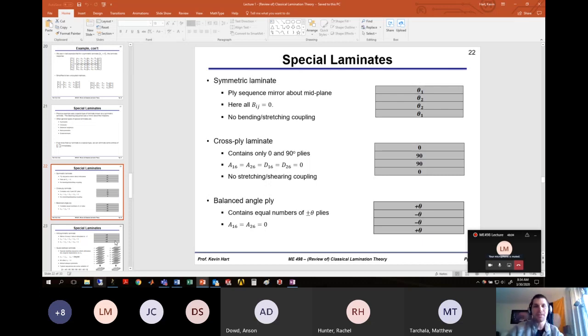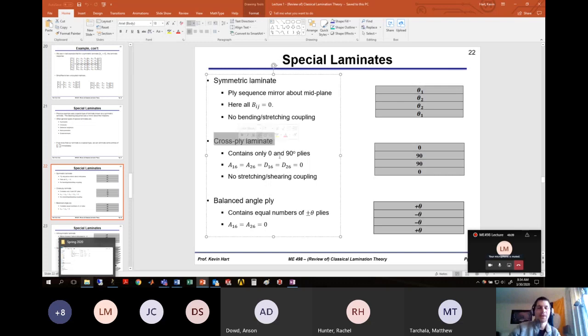The next laminate I want to talk about is the cross-ply laminate. A cross-ply laminate is a special type of symmetric laminate in which all the layers are either 0 or 90. So a cross-ply laminate contains only 0 and 90 plies. When you have only 0 and 90 plies, there's no real shearing, stretching coupling that occurs.